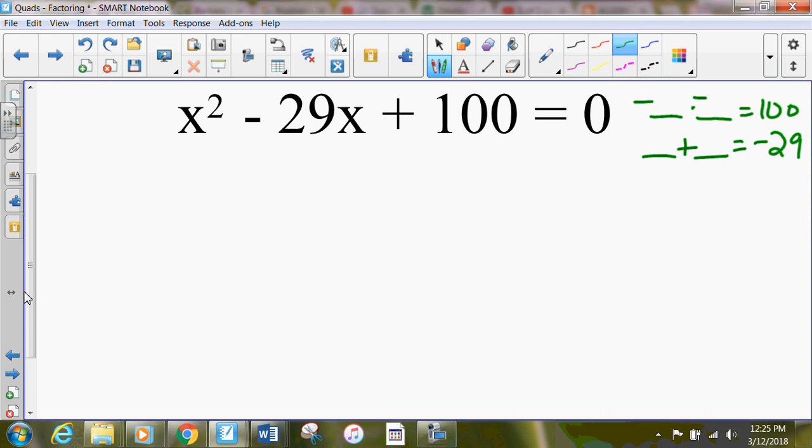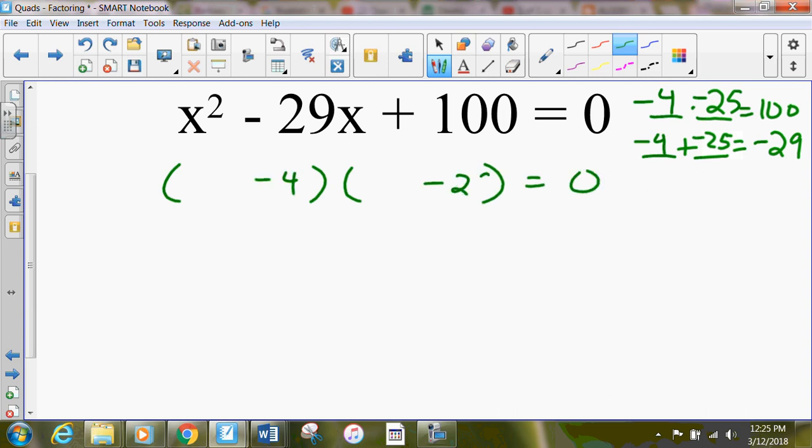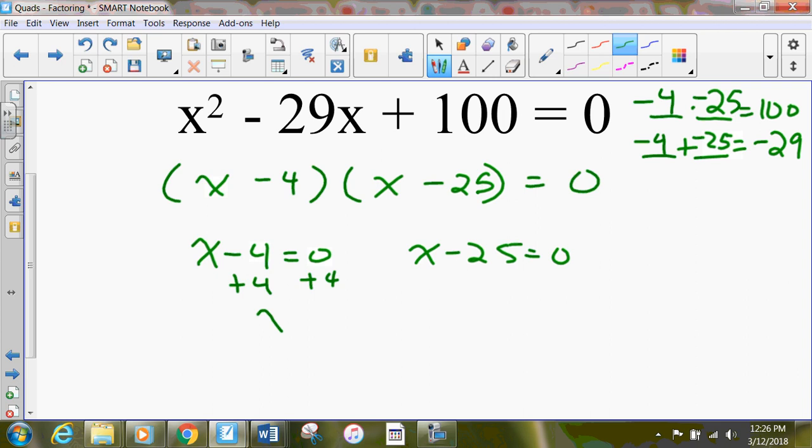Oh, what about negative 4 times negative 25? Negative 4 times negative 25 gives me a positive 100, and when I add them together, it gives me a negative 29. It's kind of fun, isn't it, coming up with those two numbers? So we put our two numbers here in any order we want. Negative 25 could have gone first. We put our x's. This is in factored form. We set our factors equal to 0. We solve.